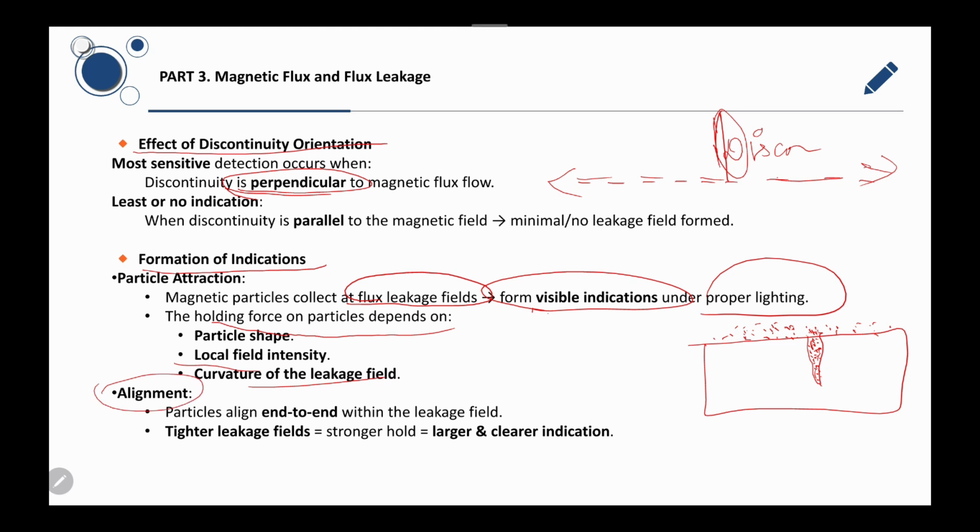Next, alignment. The particles don't just randomly clump. They tend to align end to end with the leakage field, forming a clear line. A tighter leakage field results in a stronger hold on the particles, leading to a larger and clearer indication.